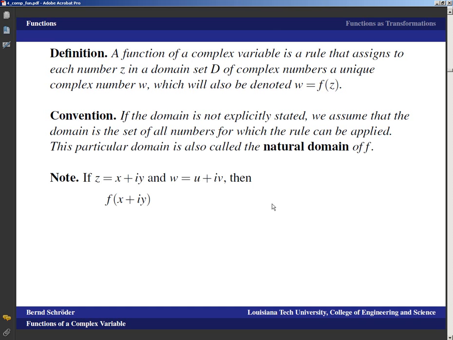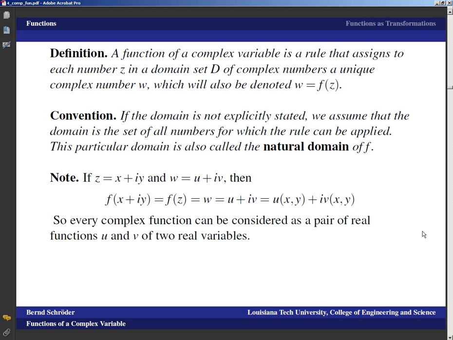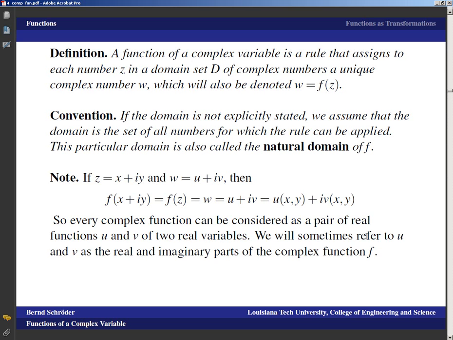And note that if our input z is x plus iy, and if we call w u plus iv, then f of x plus iy is f of z, which is w, which is u plus iv, which therefore, because these things now depend on x and y, is u of x and y plus iv of x and y. So that means every complex function really can be considered as a pair of real functions u and v of two real variables. And even though that requires more bookkeeping, this switching back and forth between these two viewpoints can have some rather useful consequences, so we want to get used to doing that.